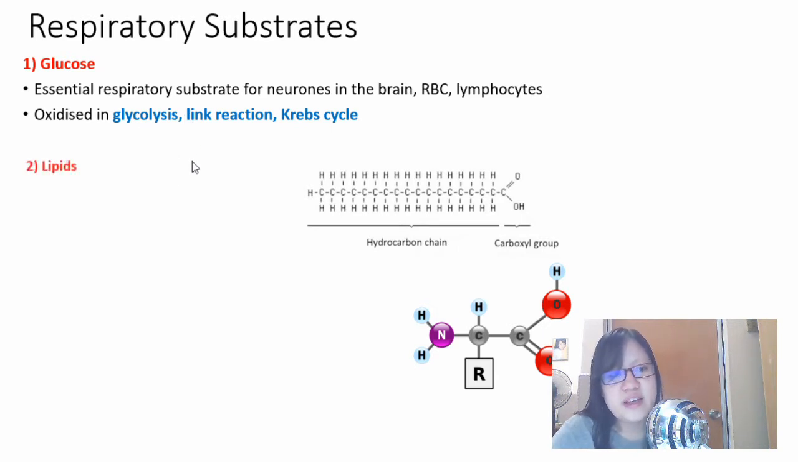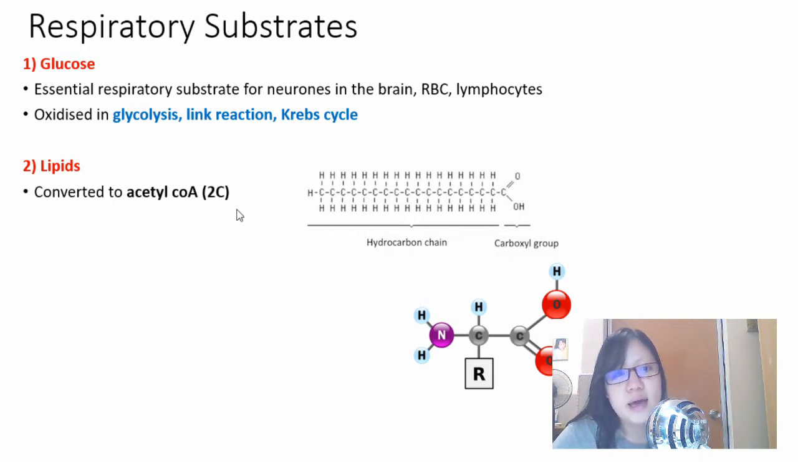Let's talk about fatty acids and glycerol, which are all in this group called lipids. Now, lipids are oxidized in slightly different manners. You don't need to know the details, but you need to know that it's converted into acetyl coenzyme A, which is a 2-carbon compound which can feed in directly into the Krebs cycle. So it skips glycolysis and link reaction, straight away converts to acetyl coenzyme A in a different process entirely, and then is oxidized in the Krebs cycle.